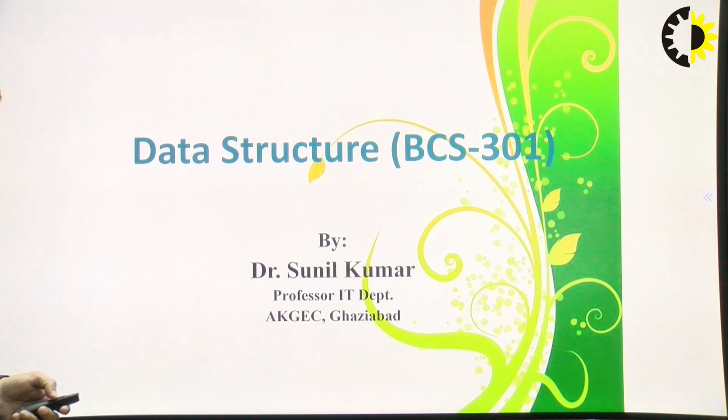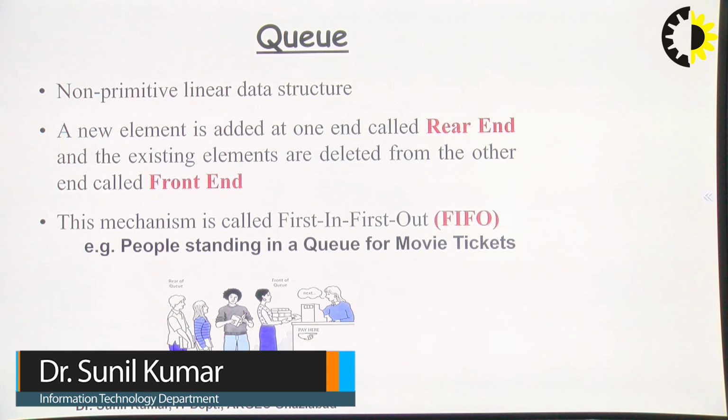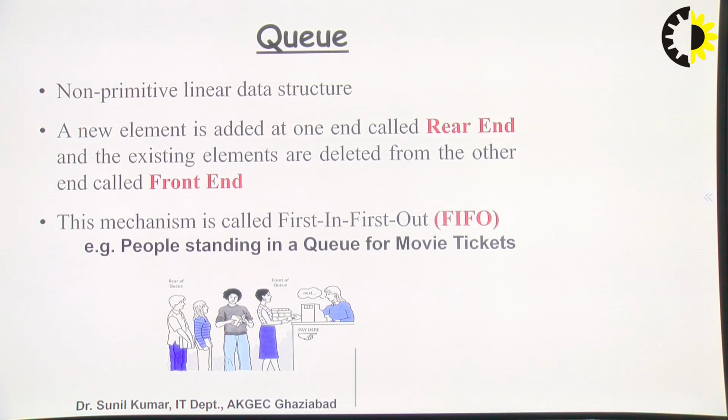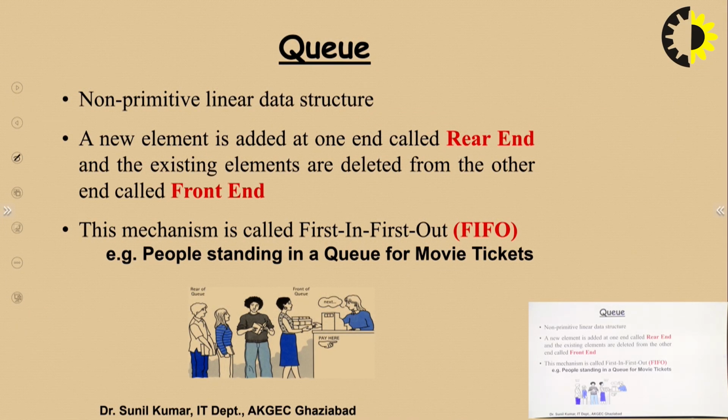Today, I am going to discuss the queue data structure, and basically a queue is a non-primitive linear data structure. Non-primitive means that it is derived from the primitive data structure, and linear means the data can be accessed in a linear way. In a queue data structure, insertion is always done from one end, that is called the rear end, and deletion is done from the other end, that is called the front end.